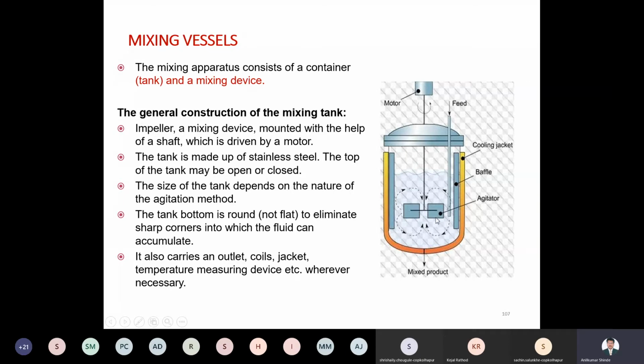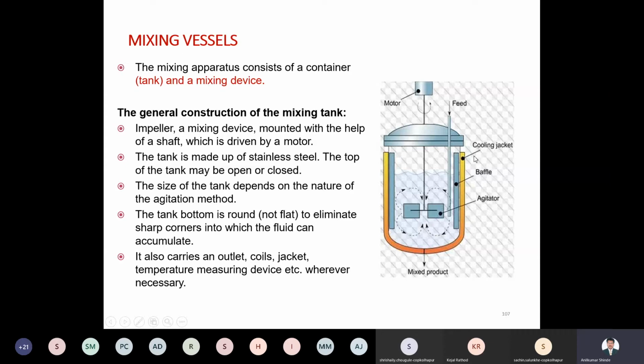Because this agitator is at the center, the upper side or the lower side may produce a dead spot. That's why these baffles are used, with a high speed. With that, the upper surface and the lower surface of the liquid will participate in the mixing, and 100% mixing is possible. This agitator can be rotated with the motor, right? Then there is the feeding mechanism, a continuous process, so you can add liquid into the vessel and mixing is possible.